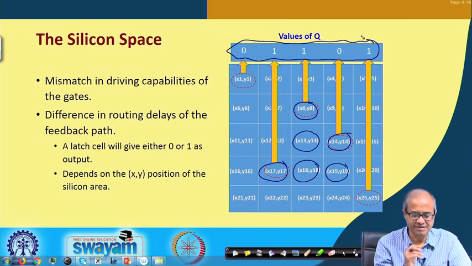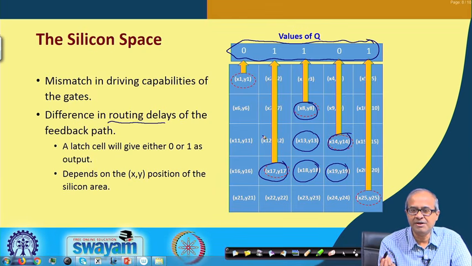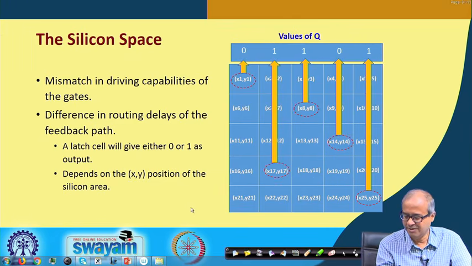The difference in the routing delays of these paths will determine whether the flip flop output will be settling to 0 or 1. And that will depend on which location you are placing the flip flop, the xy coordinates. Okay.